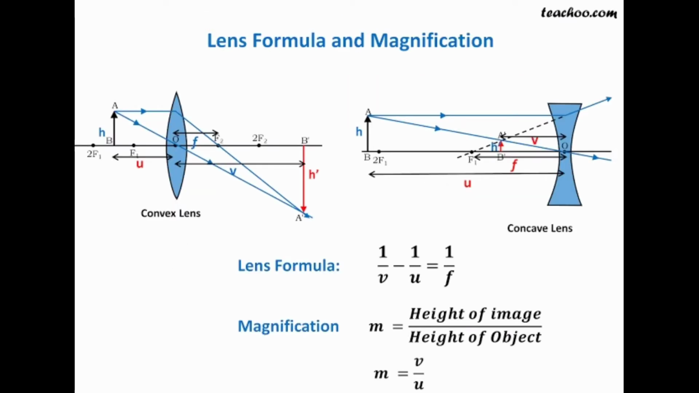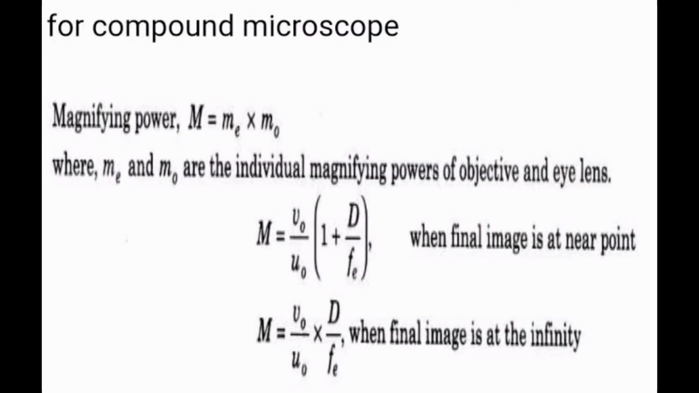Now if we need to consider that lens, the lens formula is 1 by v minus 1 by u equals 1 by f. V stands for image distance, u stands for object distance, f stands for focal length, and we need to use the sign convention also. You can see the magnification of the compound microscope is ME into MO, the respective magnification values, because the image is formed at the near point and the image is formed at infinity.